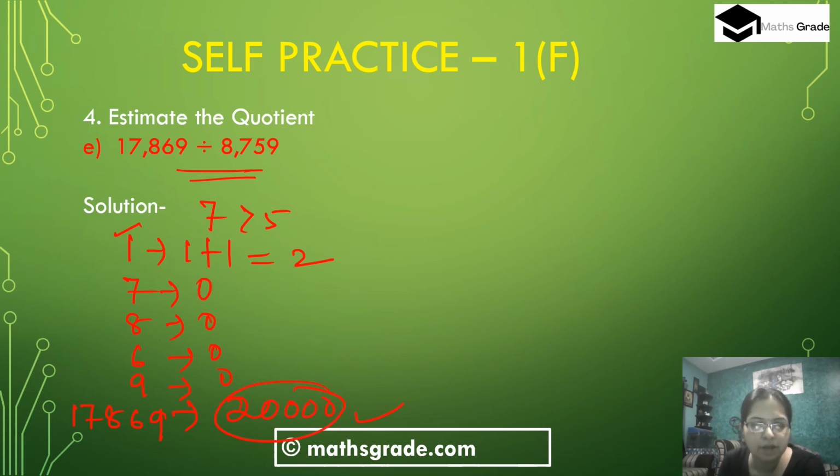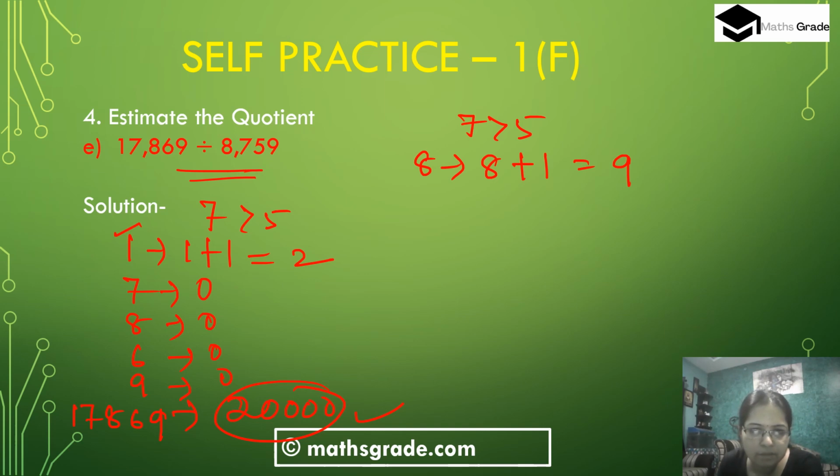And now 8,759 rounded to the nearest 1000. Here the hundreds place digit is 7. 7 is more than 5. So add 1 to the thousands place digit. So the thousands place digit is 8. So 8 changes to 8 plus 1. 8 plus 1 is 9.